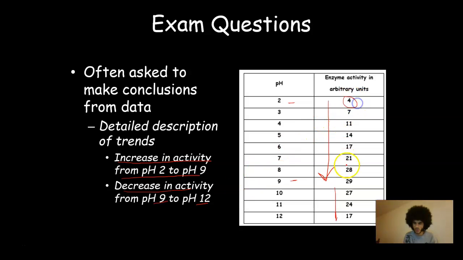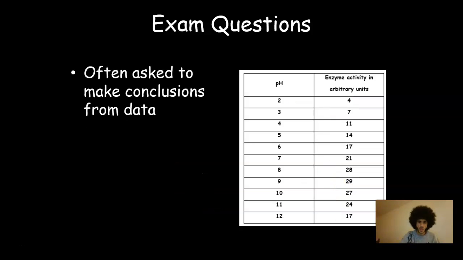So just make sure you mention the pHs at which you see increases and decreases, and mentioning the actual units or the values is useful as well. So you could say increase in activity from pH 2 to pH 9, but then include the numbers 4 through to 29, and then here 29 through to 17. That's quite good to do when you're writing conclusions. Obviously, we've mentioned optimum pH, so I don't need to mention that again.